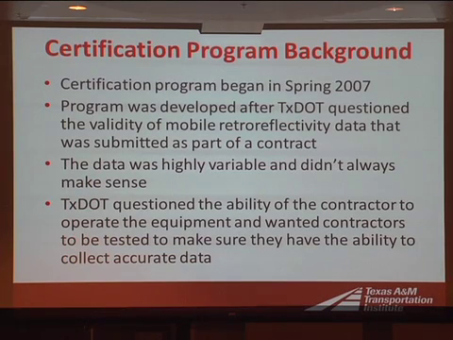Collecting retroreflectivity data with a handheld retroreflectometer is fairly simple. It's a simple calibration process. Then you just place the retroreflectometer on the pavement marking and take a measurement. The mobile readings are a lot more complicated. You're dealing with a dynamic situation. You have a mobile platform where the vehicle's bouncing up and down. The equipment has a lot more factors that can impact its ability to collect accurate information. The calibration procedure is a lot more complicated. So monitoring the contractors to make sure they have the ability to collect accurate data right from the start is where the certification program came in.